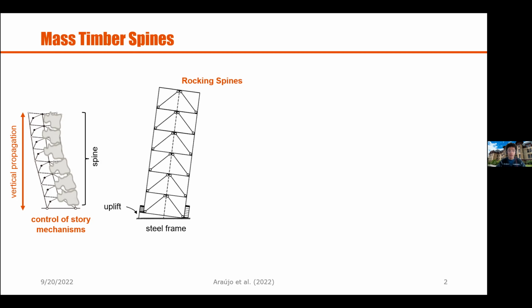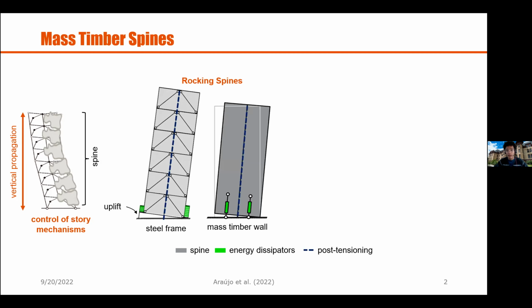This is a frame that uplifts at the base, and the frame basically constitutes the spine in this case, while energy dissipation is provided by some exterior mechanisms, and they typically add post-tensioning to help recentering, and that way we are also limiting residual displacements. The concept has also been applied to precast concrete walls and mass timber walls, as I'm showing here, where now the spine is, instead of the frame, the wall.